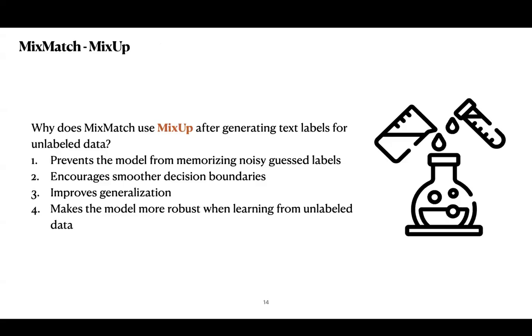The next part of the MixMatch algorithm was the mix-up. The question was: what is the reason for using this mix-up? The reason we could mention is that, again, it encourages the model to learn smoother decision boundaries. Note that we are using the same model to label the unlabeled data, so there is some kind of uncertainty involved. With mix-up, we also encourage the model to have smoother decision boundaries and improve generalization at the end.